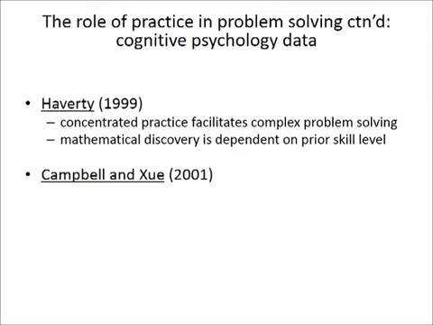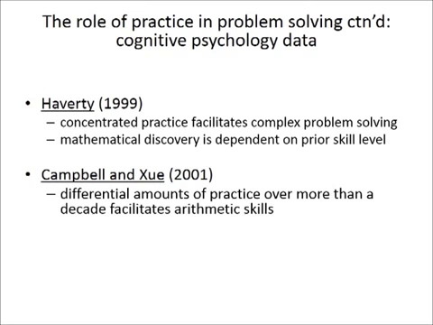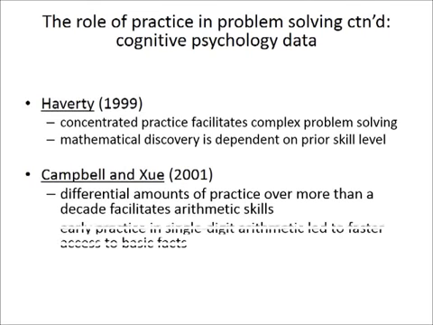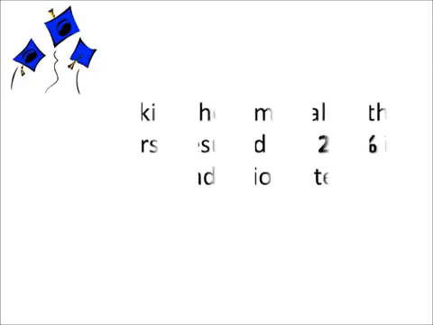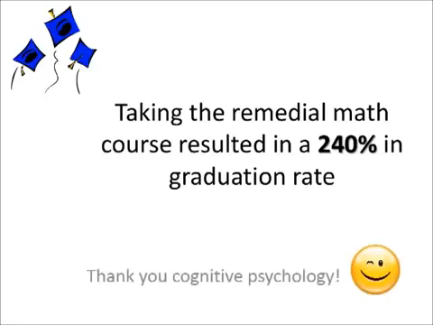Gamble and Zhu report that differential amounts of practice over more than a decade facilitates arithmetic skills, and that early practice in single-digit arithmetic leads to faster access to basic facts. The fact is that by applying principles of cognitive psychology to math, Memorial University helped the students taking the course to increase their graduation rate by 240%. Thank you, cognitive psychology.